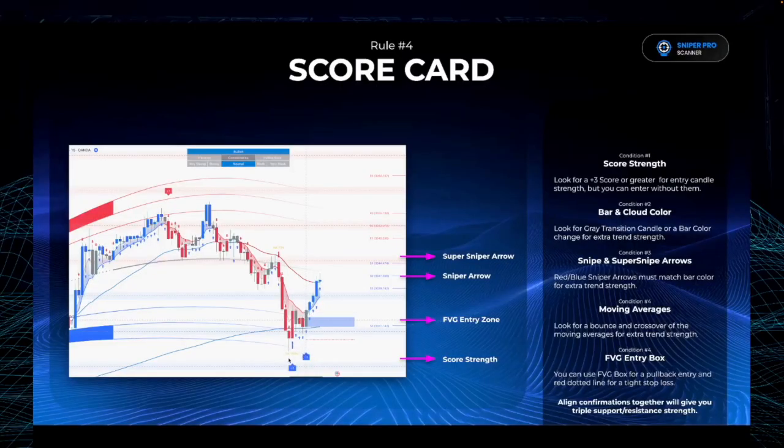If you get a super sniper arrow with high volume, the higher the volume, the better it is. So we have the volume set at 33%. You can sometimes see it at 50, 70, or 90. So you want to look for high volume sniper arrows.